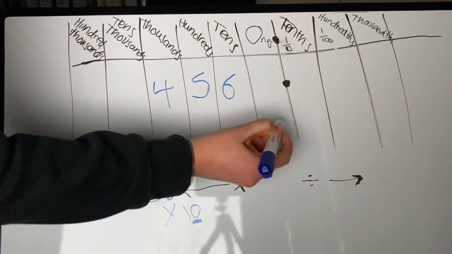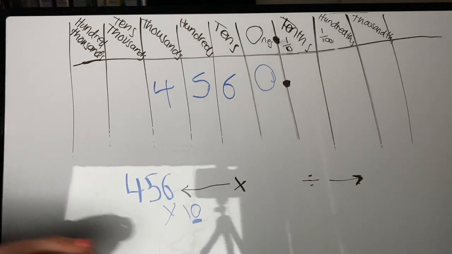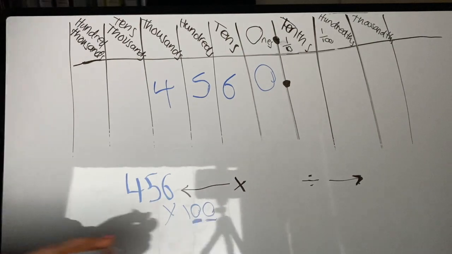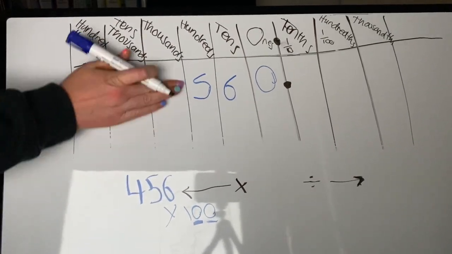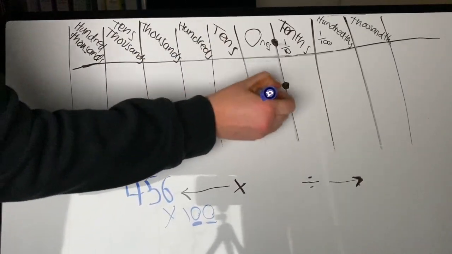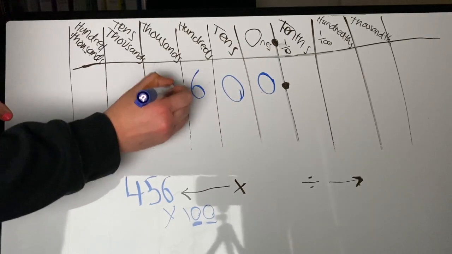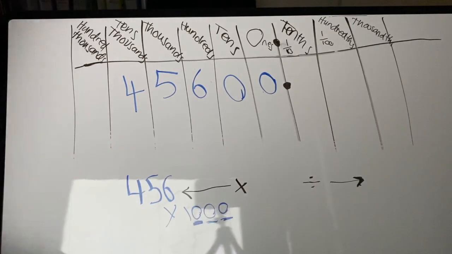And then, because I don't have anything here, I need to put a placeholder 0. I can't just leave it blank. If I'm timesing by 100, each number needs to move another digit to the left, because I'm making our number 10 times bigger again, and 100 times bigger than our original number. 45,600.